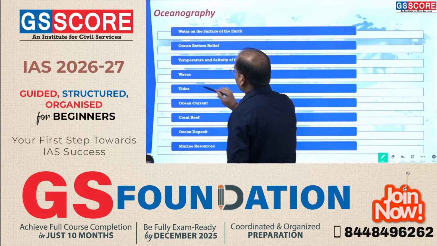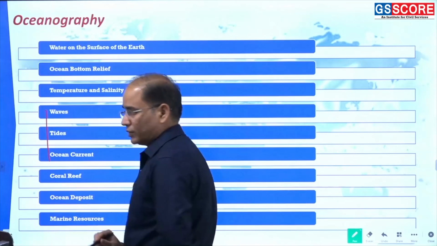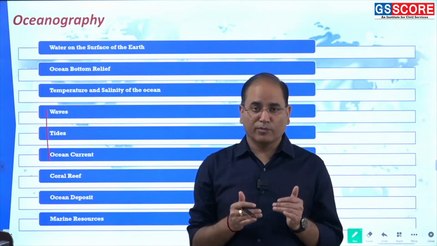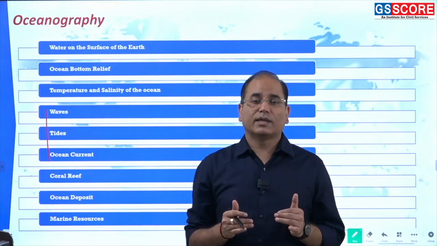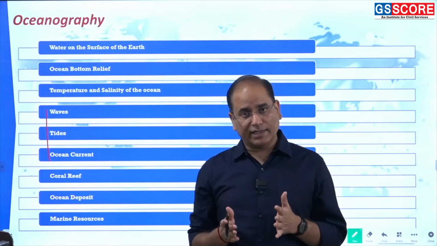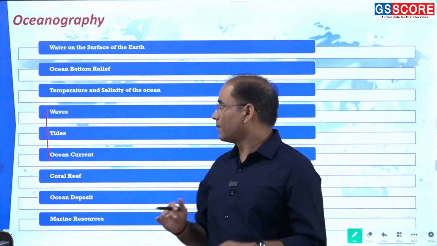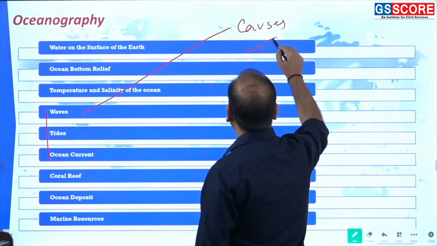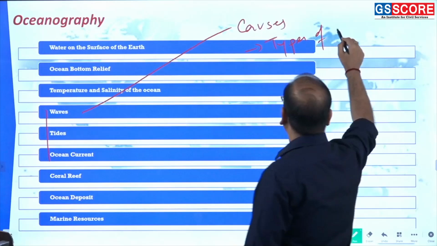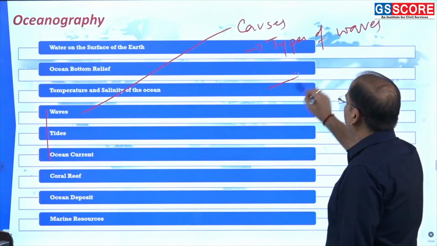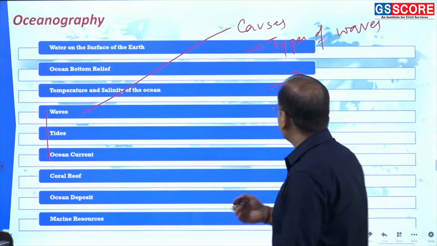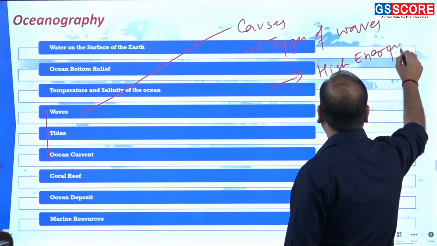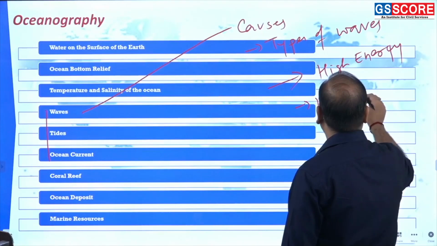Next comes the movement within the ocean. Oceanic water witnesses three different movements, known as oceanic waves, oceanic tides and oceanic currents. In the waves, what causes waves? What are the types of waves? Within the wave, which are high energy waves and low energy waves.